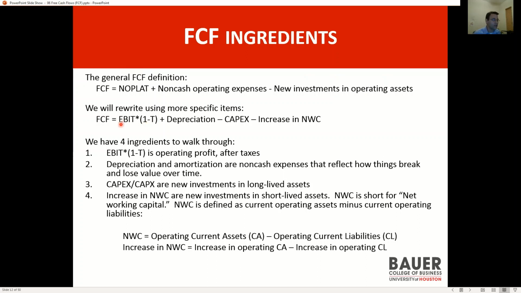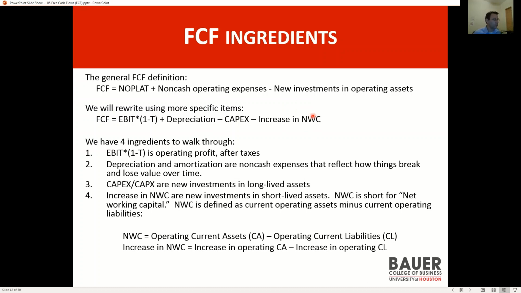So this is our earnings before interest and taxes. Earnings before interest and taxes times 1 minus our tax rate. That's NOPLAT. The non-cash operating expense that we're going to focus on is depreciation. We'll talk about amortization too. They're usually linked together, depreciation and amortization. And the new investments that we're going to study are CAPX and increases in net working capital.